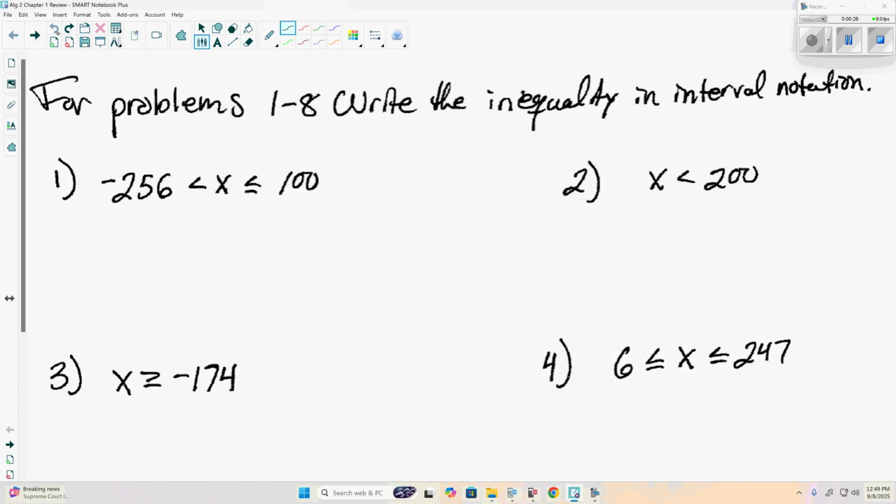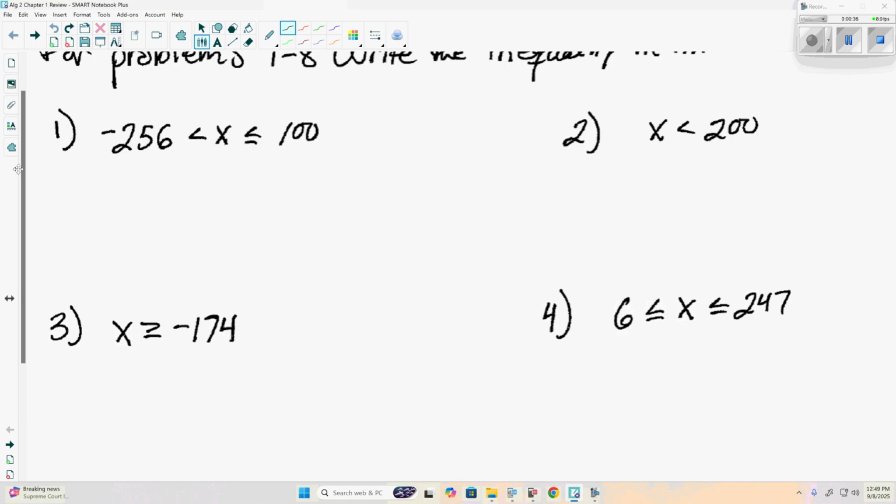So to do this, we write it with our parentheses or brackets, and it's our endpoints. So number 1, because we're given 2 endpoints, we're going to list our 2 endpoints, negative 256, comma, 100. Now next to those, we'll have brackets or parentheses. Parentheses are not included, brackets are included.